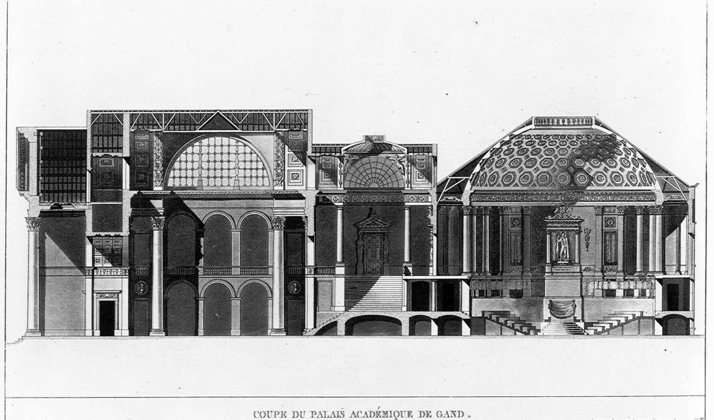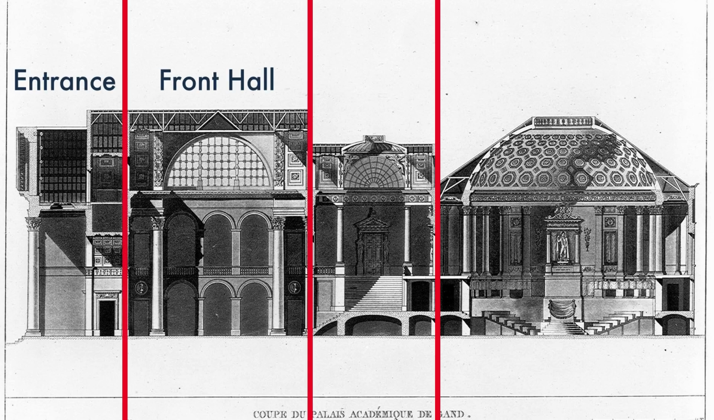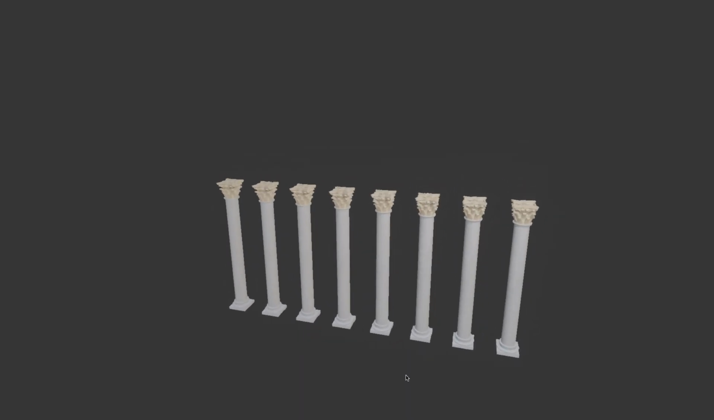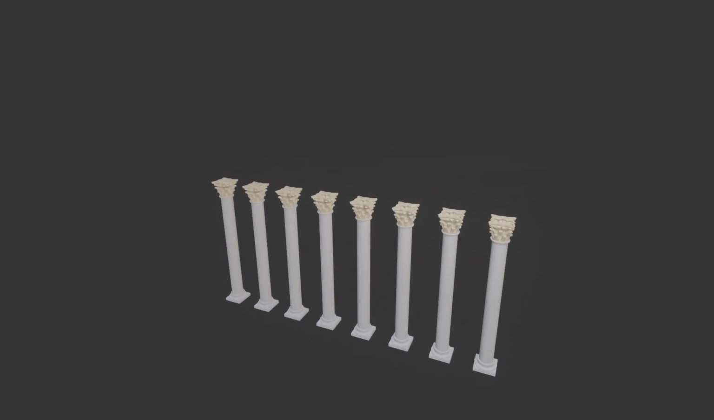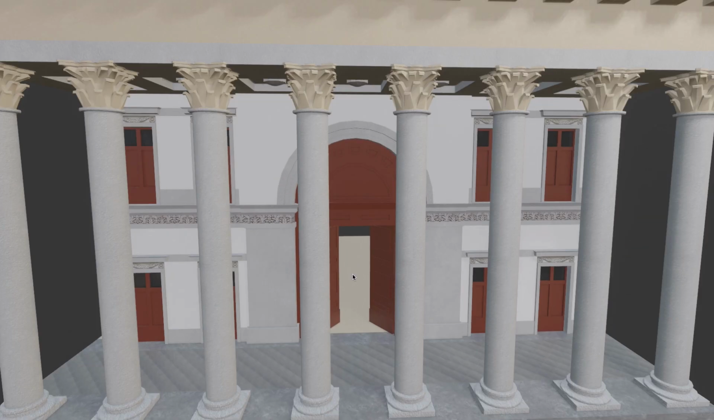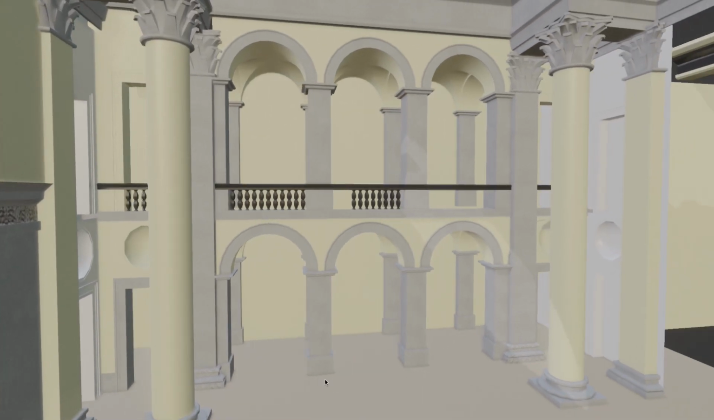I divided the building into 4 parts. The entrance, the front hall, the dark stairwell in the middle, and the auditorium in the back. The entrance was easy enough, just some columns and a pediment, and some big doors to enter the building. The front hall was definitely the most amount of work.